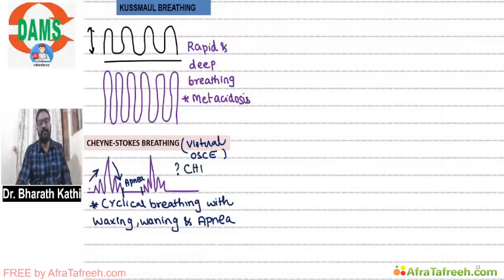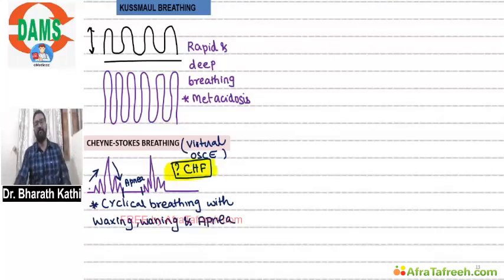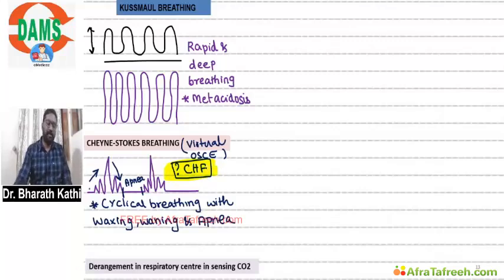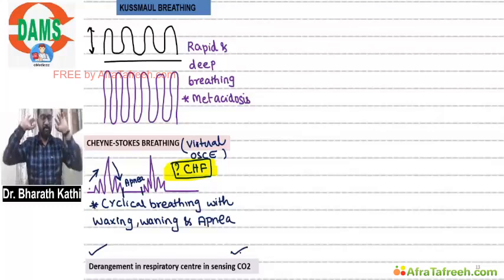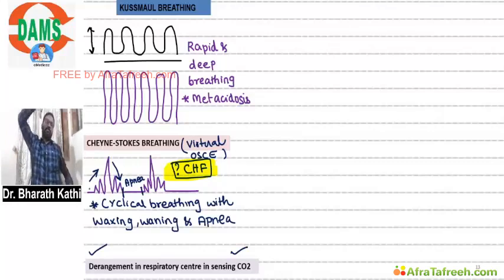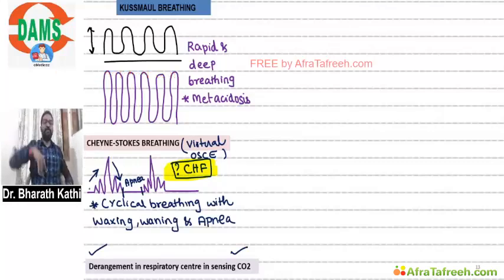This is a classical feature of congestive heart failure. So this Cheyne-Stokes breathing is a classical feature of congestive heart failure. So why can it happen? Because in congestive heart failure, because of some unclear mechanism, as the blood flow is not proper in your body, there can be some derangement in the sensing of carbon dioxide by your respiratory system.